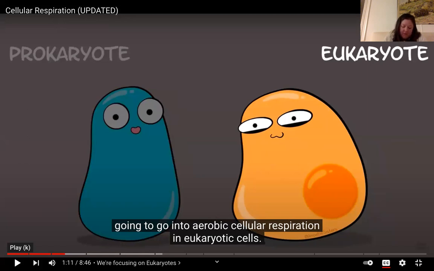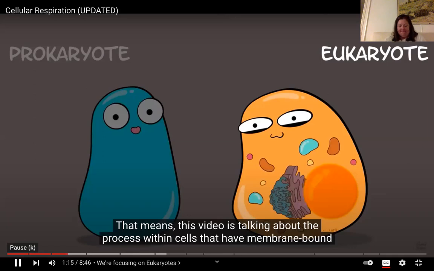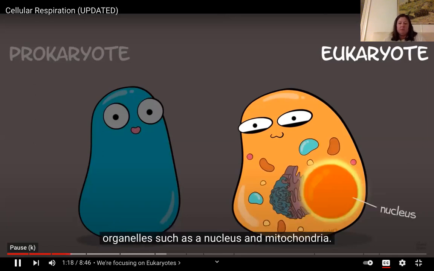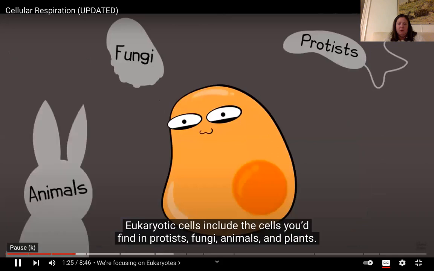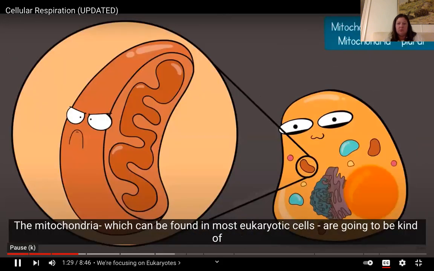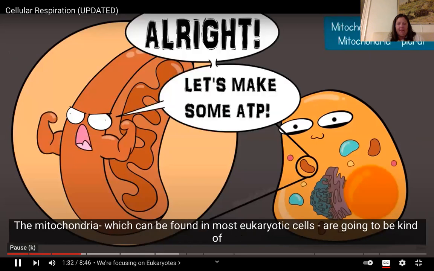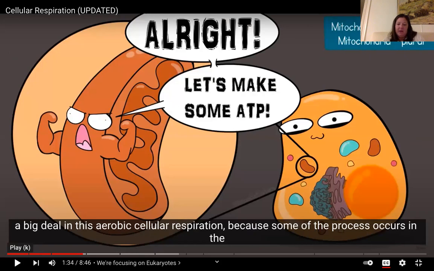Okay, so we are doing aerobic cellular respiration in eukaryotic cells. Okay, in eukaryote cells. That means this video is talking about the process within cells that have membrane-bound organelles, such as a nucleus and mitochondria. Eukaryotic cells include the cells you'd find in protists, fungi, animals, and plants. The mitochondria, which can be found in most eukaryotic cells, are going to be kind of a big deal in this aerobic cellular respiration.